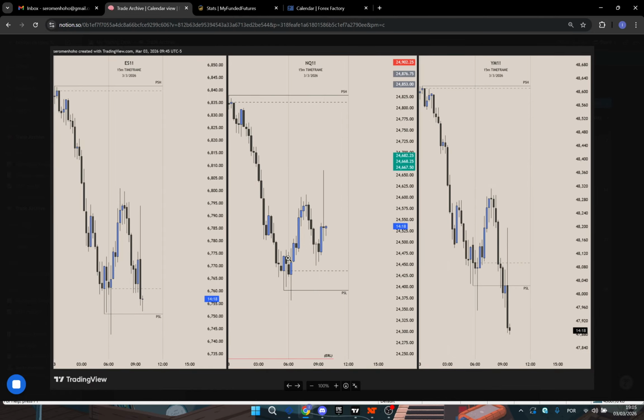Here on the 15-minute chart, we didn't have any previous session high SMT. We just had a previous session low SMT, but I'm not paying attention to that because it doesn't fit my bearish narrative.